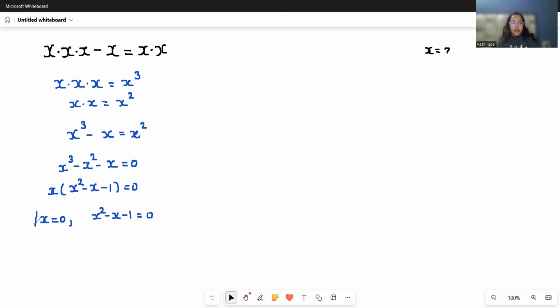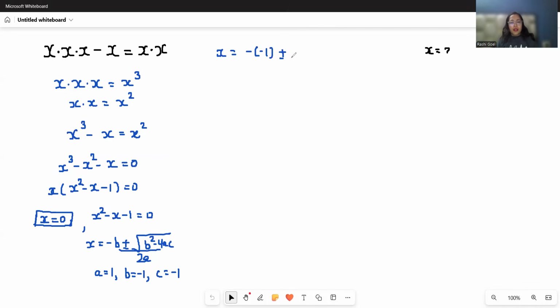So I am going to use the quadratic formula here, that is x is equal to minus b plus minus under root b square minus 4ac by 2a, where a is the coefficient of x square, 1, b is the coefficient of x, minus 1, and c is also minus 1. So let's put the values. So x is equal to minus minus 1 plus minus under root minus 1 square minus 4 times 1 times minus 1, by 2 times 1.